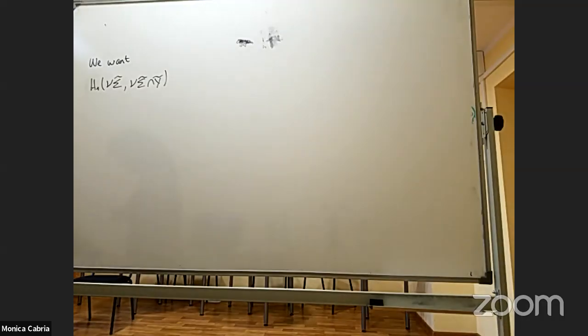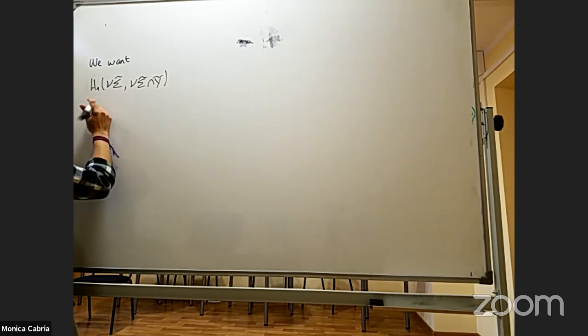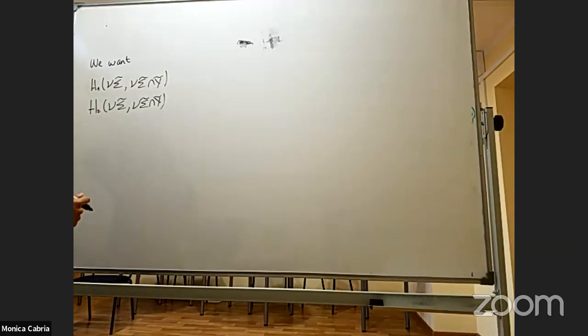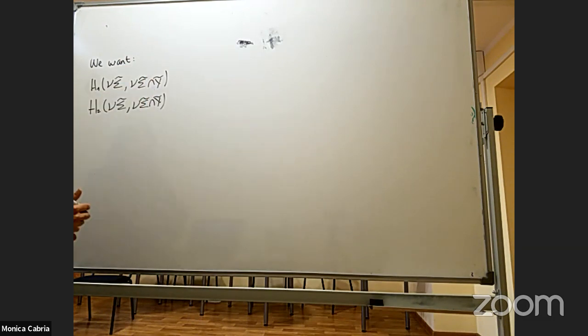Okay, so we want this, and we also want H2. And also we want H2 of the same pair. Of the same thing, yes. Okay, I'll write it down. So these are the groups that we want to find. This is what we're going to do geometrically.